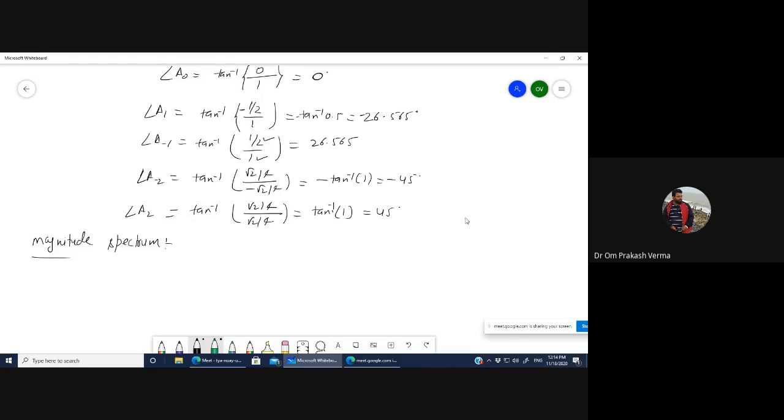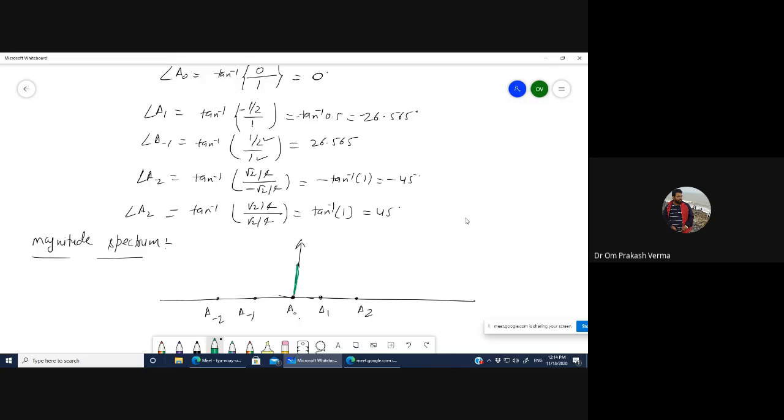Magnitude spectrum. So when you draw the magnitude spectrum, the first coefficient is A0, this is A1, this is A2. Similarly, A minus 1 and A minus 2.